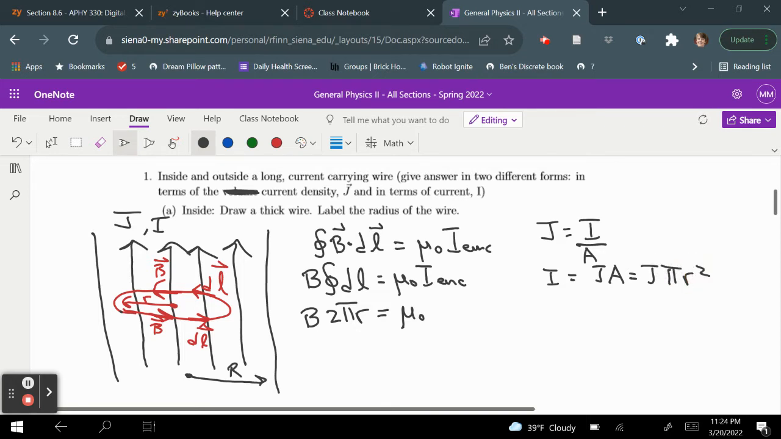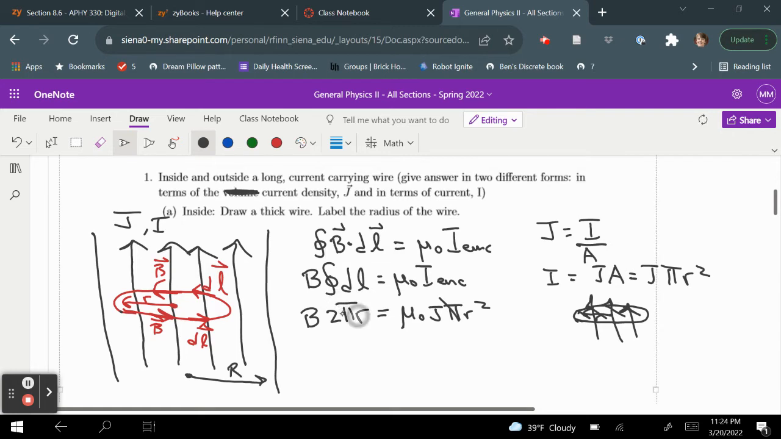Because what I'm thinking about is in this loop of mine, in this loop I have over here that's inside, this is going to be the area. And so that area is just my little r squared. So it's the current that's going through that area like that. So I'm going to substitute that in here, J times pi r squared. So I can cancel out my pi's here.